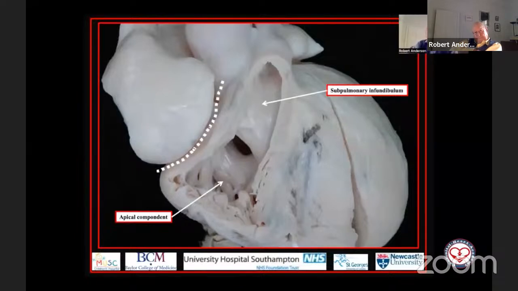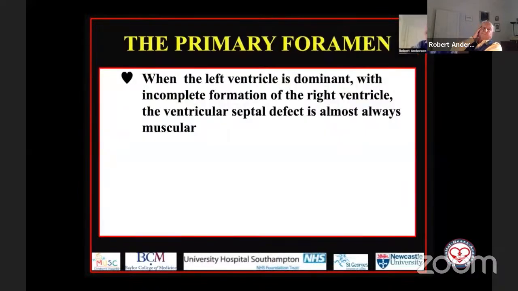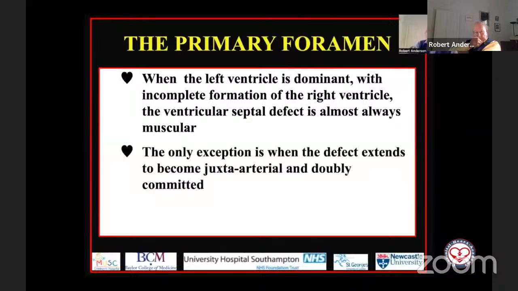There has been failure of expansion of the atrioventricular canal, so there is the primary interventricular communication, and it is a muscular defect because the entirety of its surrounds are made up of myocardium. And so it is the rule that when the left ventricle is dominant, because there has been lack of expansion of the atrioventricular canal, that is why the right ventricle is incomplete. Almost without exception, the ventricular septal defect has exclusively myocardial borders. And that is the essence of the muscular defect.